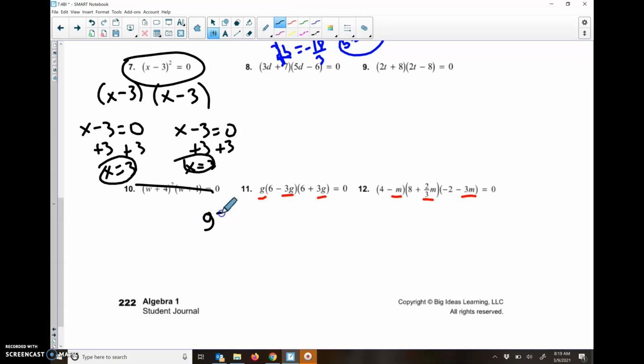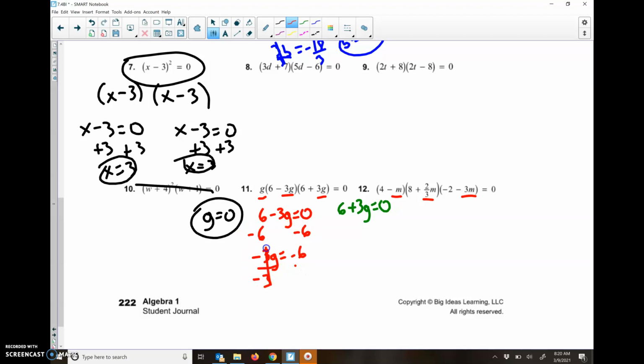So g equals 0. 6 minus 3g equals 0. And then 6 plus 3g equals 0. So just a little bit more work just because there's 3 different problems now, so you're going to get 3 answers. First one's already done for us, g equals 0. Don't have to do anything there. Second one, I'm going to subtract 6 from each side. So I get negative 3g equals negative 6. Divide by negative 3, divide by negative 3. So g equals 2. That's one of my answers.